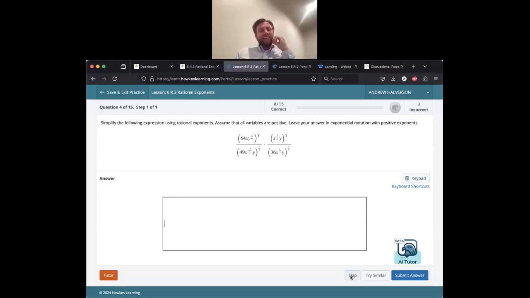Let's say, simplify the following expression using rational exponents. Leave your answer in exponential notation. So they don't want you to convert to radicals. They want you to keep it as fractional exponents. This is a mess. This is ridiculous. Okay. So let's do something. I'm not going to do all of it, but I'll give you the flavor. So let's do this one right here.